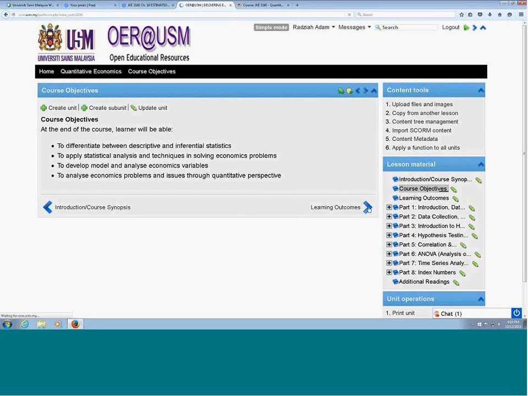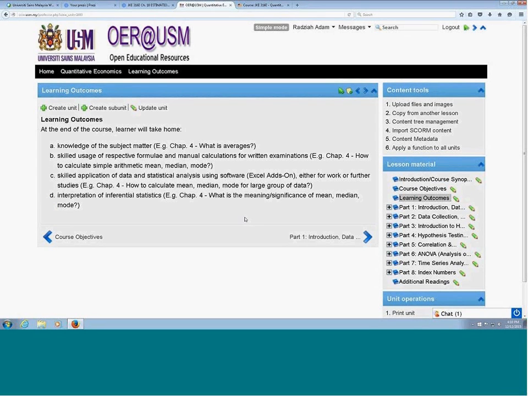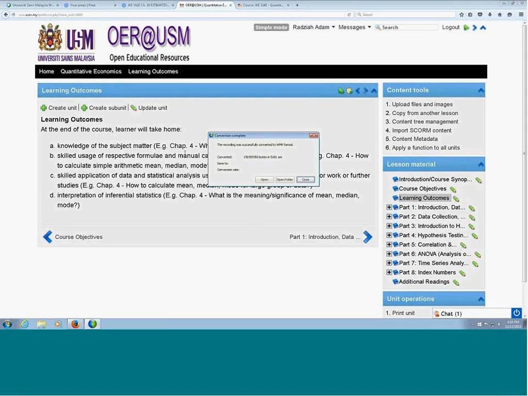If you look at the learning outcomes, I already explained this last time in the first session. You must know about the subject. In this case, when we discuss Chapter 4, what are averages? And today we are going to discuss Chapter 10, estimation. You must know what estimation is all about. That will give you the motivation to study the chapter.